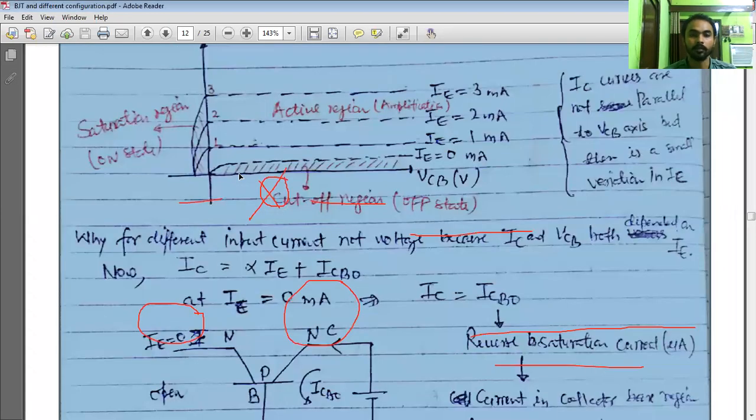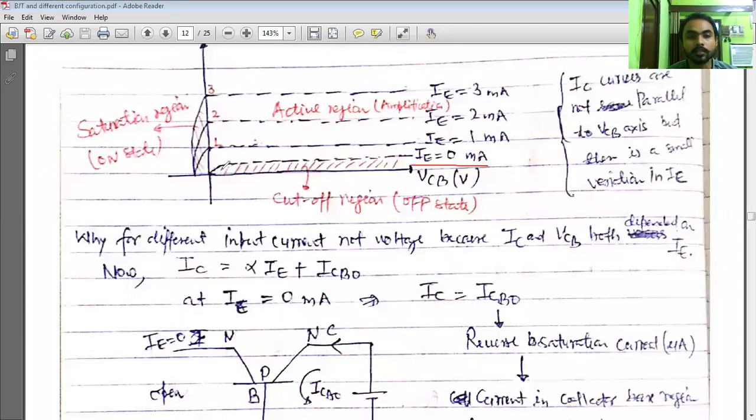That is why we can now establish this fact here: for this 0 milliampere current, your collector current is ICBO, and this current is very small because it is in microampere. It is very close to the horizontal axis. In the diagram I have just drawn it higher, but it's very close to the horizontal axis. So now we have understood the 0 milliampere case and why we have drawn it like this. Now we'll move to the next one.